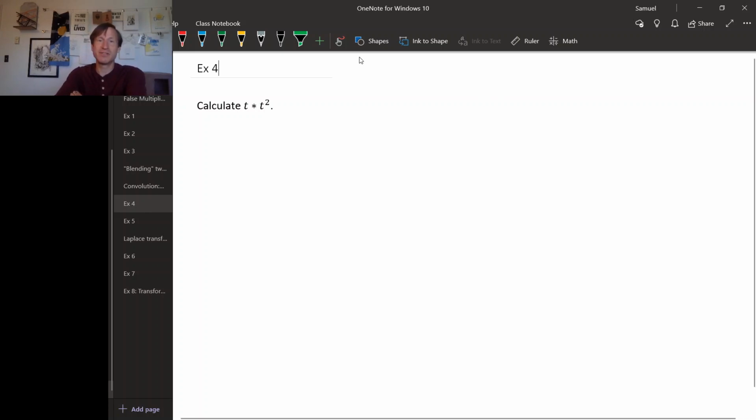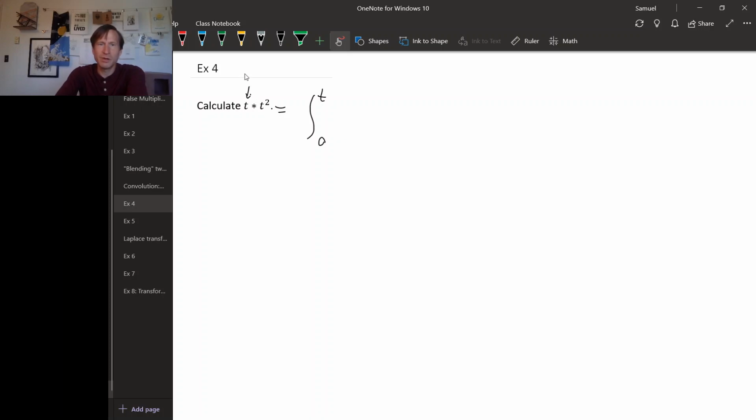To try and get our heads around the definition of the convolution, let's just work out a couple examples. So let's calculate t convolve t squared. Using the definition, this is the integral from 0 to t of... we can call this one the first function f and the second function g. Remember the formula for the convolution is the integral from 0 to t of f of tau, I'm sorry, this should be a tau, times g of t minus tau, d tau.